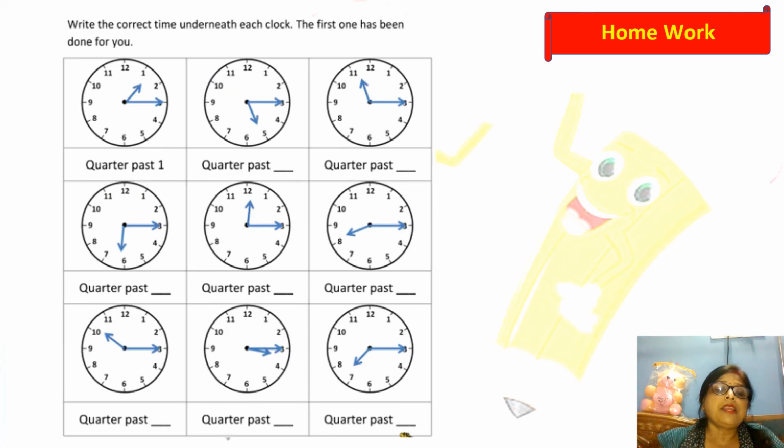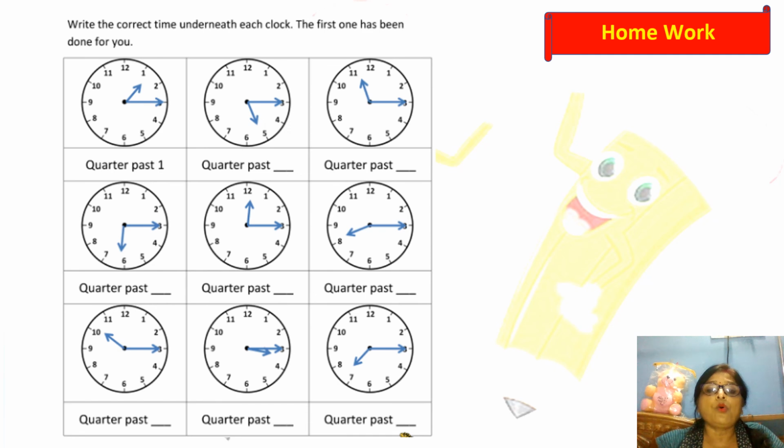My dear students, here so many clocks are given and you have to write the correct time under each and every clock. Here, first question is given quarter past 1. So the small hand is at 1 and longer hand is at 3. From 12 you are starting, from 12 to 1 is 5 minutes, 12 to 2 is 10 minutes and 12 to 3 is 15 minutes. So it means 1:15, and in another word you can say that it is quarter past 1.